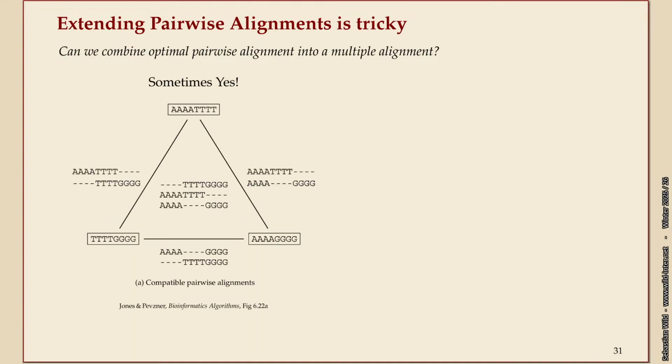And sometimes it works. For example, here are 3 strings. They're not at all chosen specifically to illustrate a point. One has A's and then T's, then this has T's and then G's, and this has A's and then G's. Along these edges, there's the optimal pairwise alignment, where here you want to bring the A's into alignment, here the T's and here the G's. And it turns out here you can combine these pairwise alignments in a smooth way into this multiple sequence alignment. And you keep all the matched pairs in the multiple alignment.